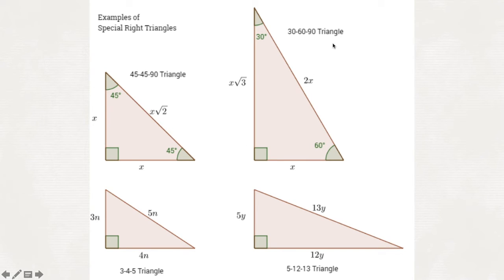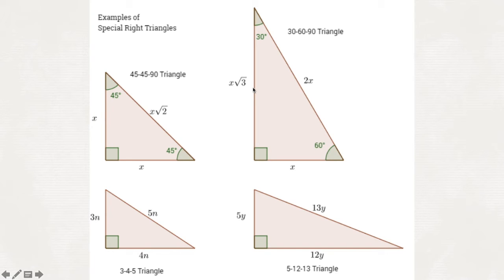For the 30, 60, 90 triangle, the angle with 30 corresponds with x, the angle with 90 corresponds with 2x, and the angle with 60 degrees corresponds with x root 3.